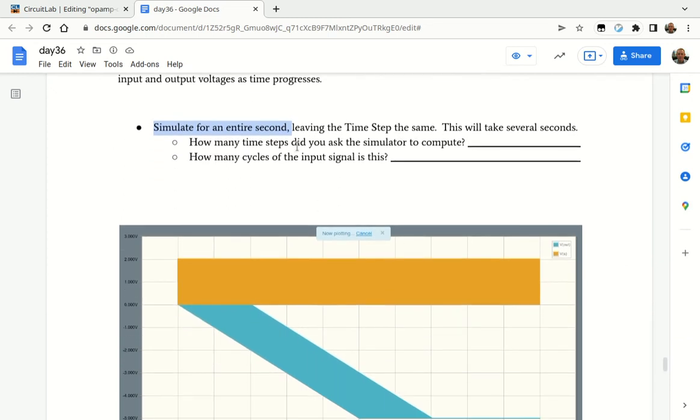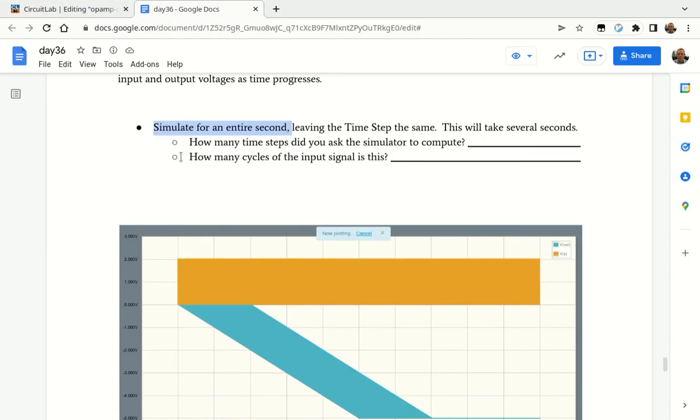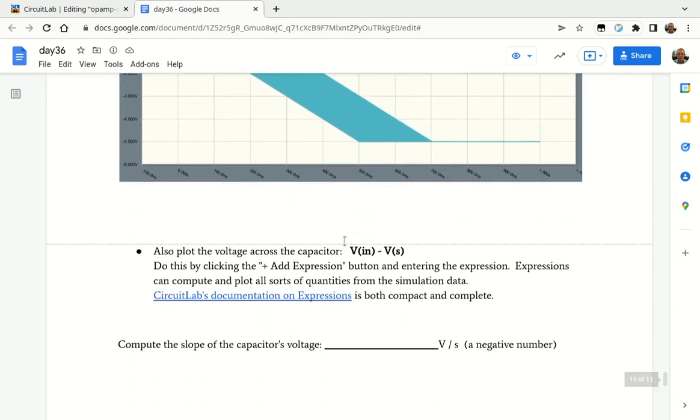Here it is. How many time steps did we ask the simulator to compute? Well, if we go back to our time steps, this is 10 microseconds in 1 second, so this is 100,000 simulation steps. Of course, it took a long time. How many cycles of the input signal was this? This is a kilohertz for 1 second. That's only 1,000. But when you plot it like this, that's what it looks like.